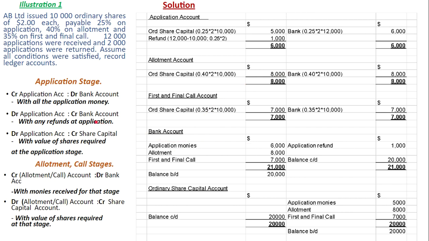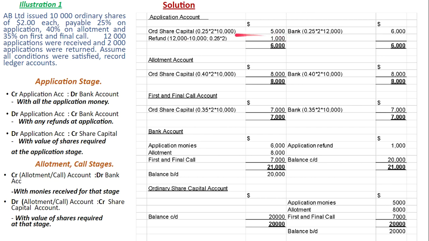Next accounting entry note, debit application account and credit bank account with any refunds at application. With debit application account, narration, refund, 12,000 minus 10,000, that's 2,000. We multiply that by 25%, multiply by $2, we get $1,000. Already our application account is balanced.